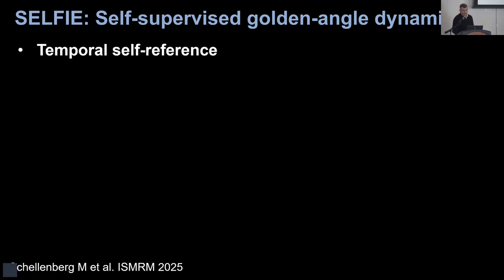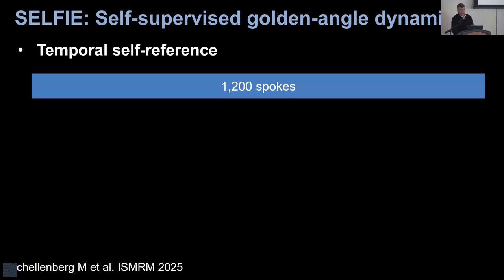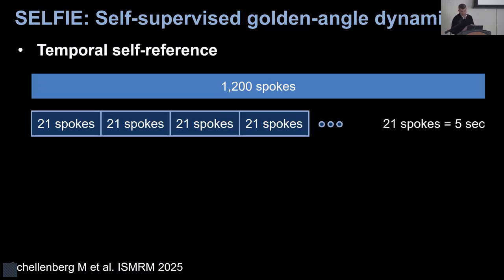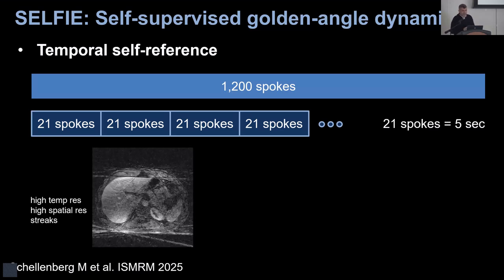On the other hand, temporal self-reference. Now, if we still acquire the same data set, but we want to achieve 5-second temporal resolution, in this case, let's say that we need 21 spokes. All right, so we can now get high temporal resolution data.